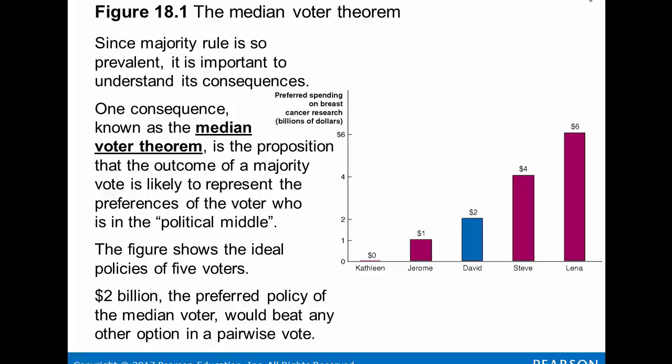So let's go back to the spending. There's $6 billion to spend, potentially up to $6 billion on cancer research. Kathleen votes to spend none of it on cancer research. Jerome votes to spend $1 billion. David votes to spend 2. Steve says 4 and Lena says all 6. Based on the median voter theorem, the $2 billion would win. But that's not actually what the majority would want, or an averaging of this, or however you want to get to that idea.